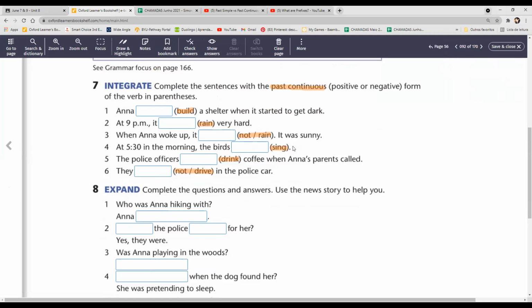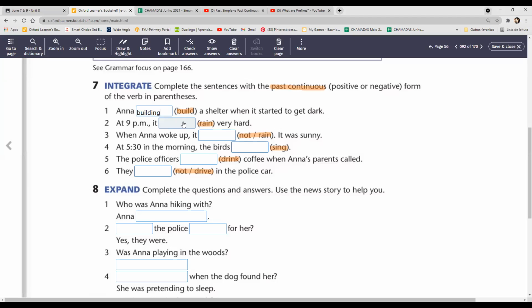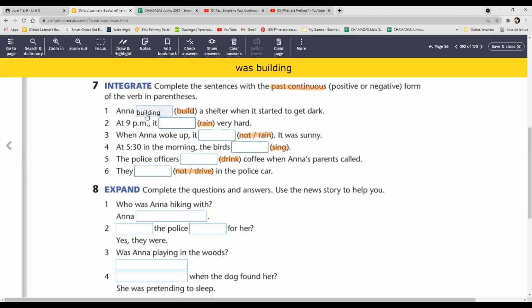Anna, a shelter when it started to get dark. So Anna was... yes, very nice, William. Build. Yes, very good. Was building. So Anna was building a shelter, okay?